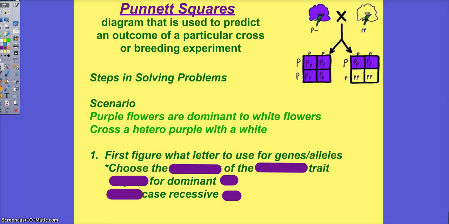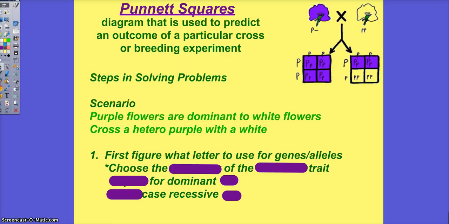And in order to do that successfully, you have to know the vocabulary. So that goes back to what we talked about the first day. So I always have to give you a scenario. And in this case, the scenario is that purple is dominant to white. And we're going to cross. That means parents. I have their genotype. And one of them is a hetero purple. And the other one is white. Or I have their phenotypes, but I know their genotypes because I'm including hetero.